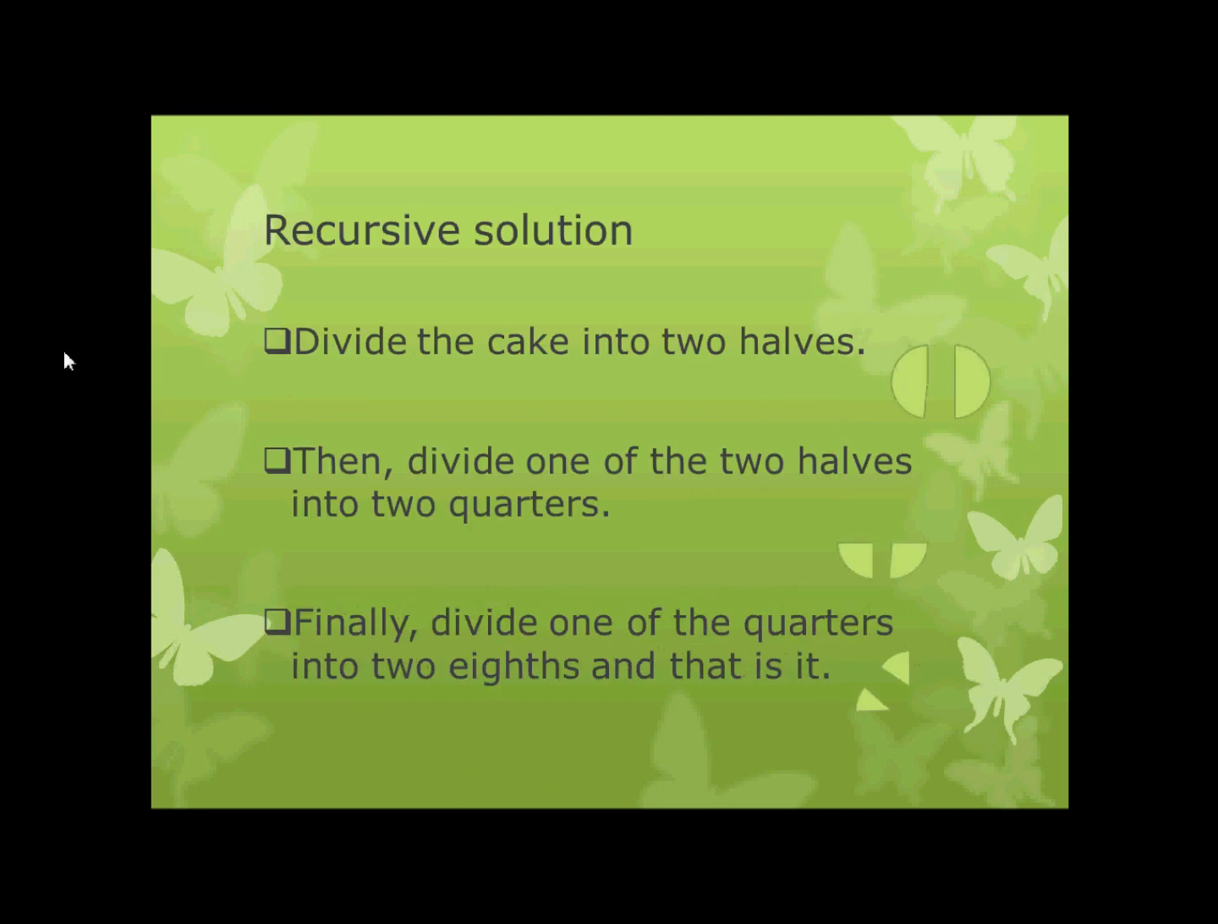Okay, thinking recursively, I can divide the whole cake into two equal halves. Take one of these halves, divide it into two quarters, and finally I can take a quarter and divide it into eighths, and that's it. I can give you one of the eighths, and this is the end of the solution.